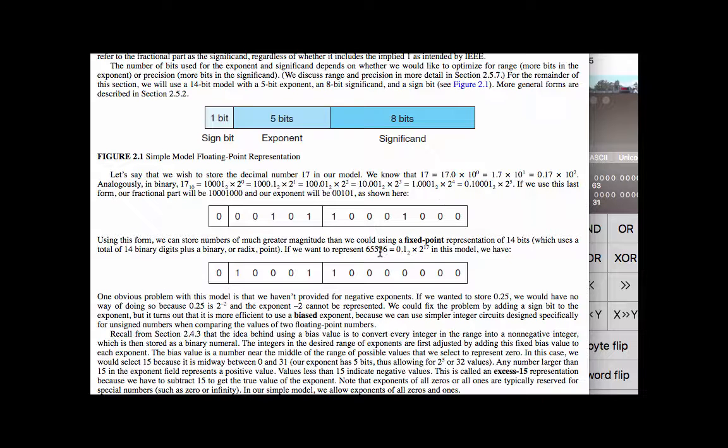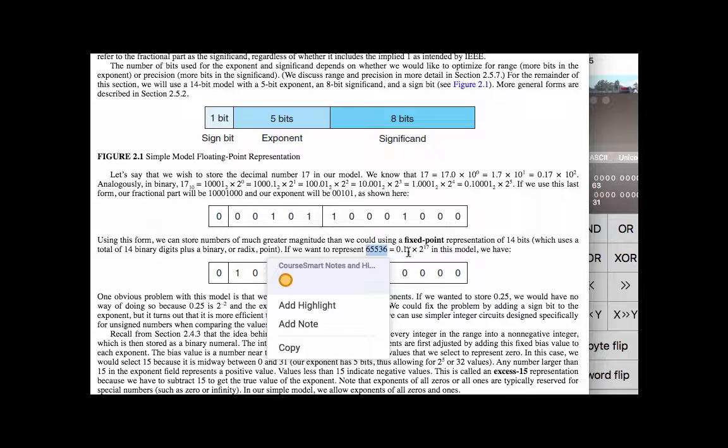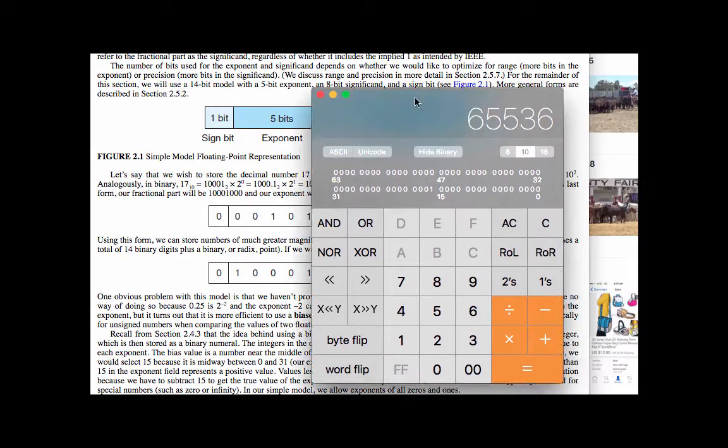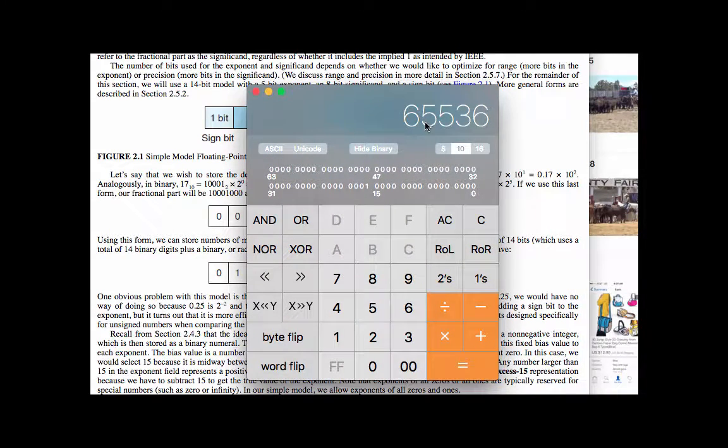So what we do is we take this number and we translate it to its binary representation. And we can see here in the calculator, when we type in this number, its binary representation looks like this: 1, and then a set of 16 zeros after that 1 is the binary representation of this number.